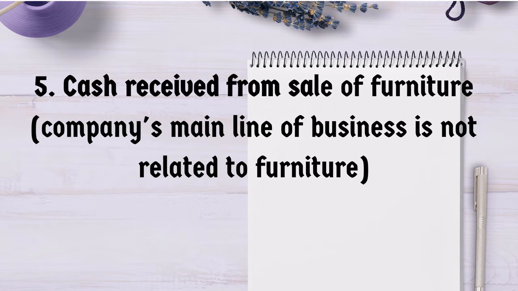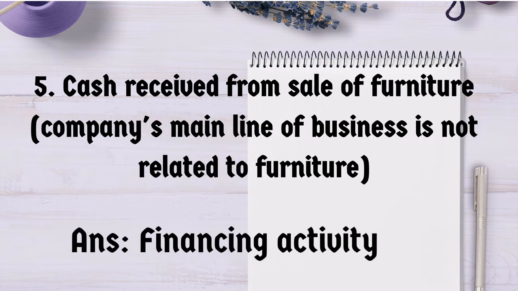Number 5, cash received from sale of furniture. The company's main line of business is not related to furniture. Ano ba yan? Investing, operating, or financing activity? Ang sagot? Financing activity.